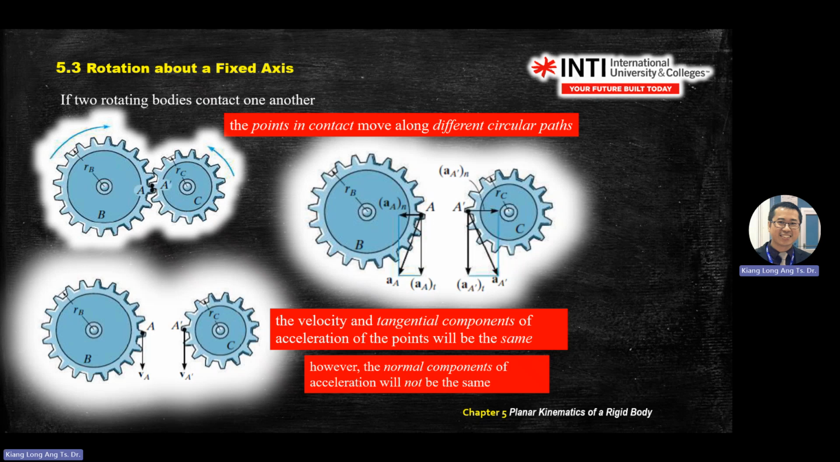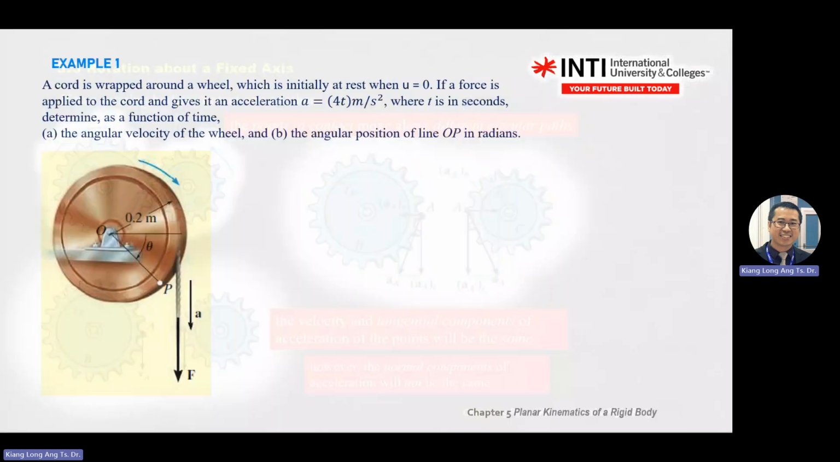Alpha, how to find alpha? Alpha is omega dot. Okay, alpha is omega dot. We will discuss example 1. Or you want to discuss example 1, then you rest.